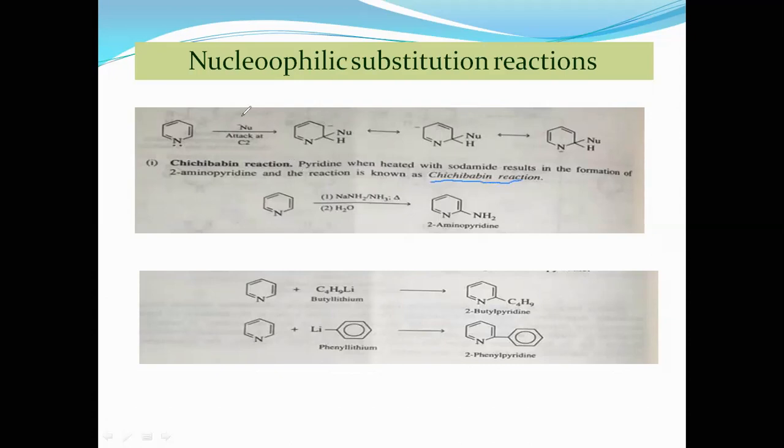That is the reaction of pyridine with sodamide in the presence of ammonia. On heating this mixture, followed by hydrolysis, we can get 2-aminopyridine.